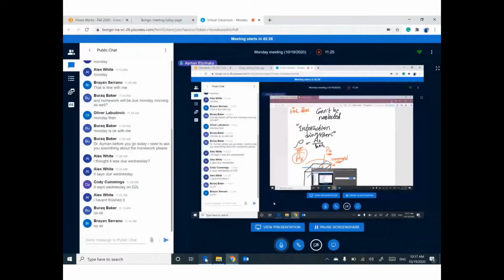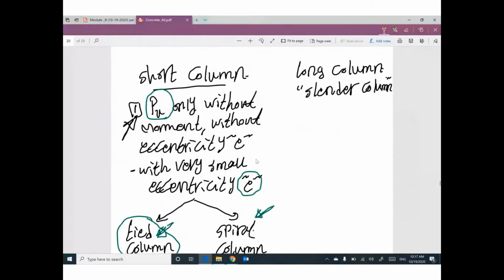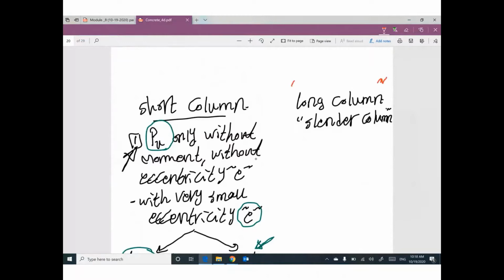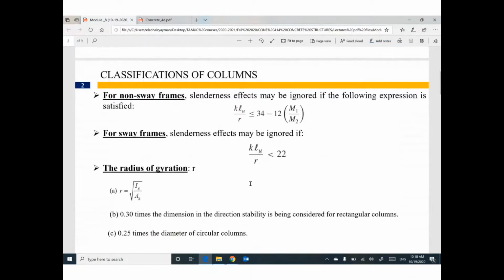Today, I'm going to talk about long column. For some reason, we need to make our column a little bit long. I'm sorry, what do you mean by long column? How can I figure out between long and short? Do you remember I covered this before? If your frame is non-sway, we don't have effect of earthquake or something like this, so the frame will not be swaying.